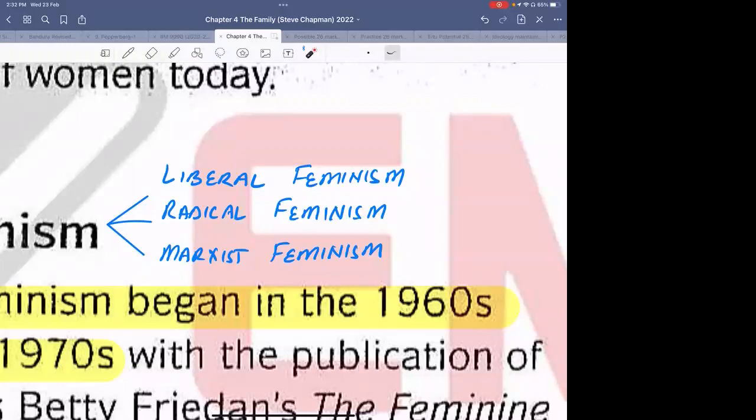Marxist feminism क्या है? Allow me, just give me a couple of minutes, and we get over with liberal feminism, radical feminism, and then we eventually move to Marxist feminism. पढ़ाऊंगा, जरूर पढ़ाऊंगा, ठीक है? आज हम इतनी डिटेल में नहीं पढ़ेंगे, लेकिन नेक्स्ट क्लास में जो हम पढ़ेंगे वो बहुत ज्यादा डिटेल में होगा, ठीक है?